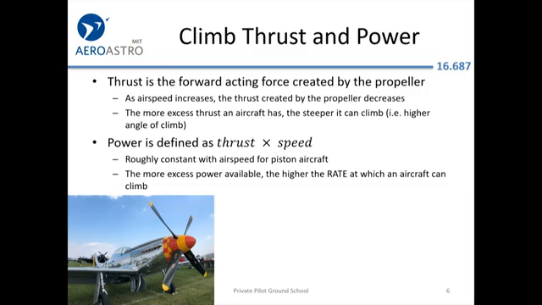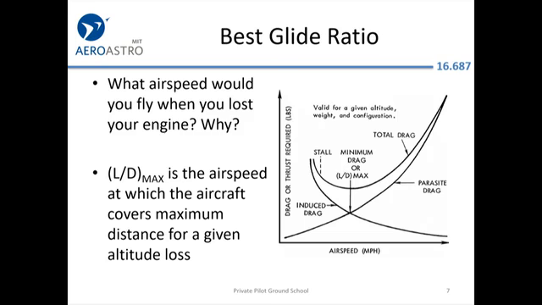Okay, so let's remember that you've got thrust and power. The thrust is a force that lets you climb up over the trees. The power is thrust times the speed, and it's thrust operating over a period of time. So the more excess power you have, the higher the rate at which you can climb. Anyway, we'll see some more of that here.